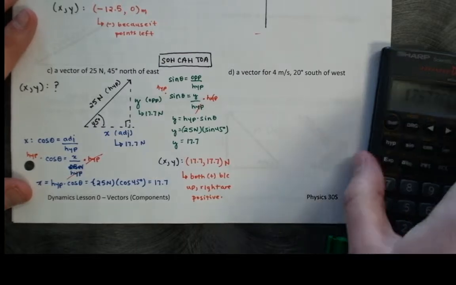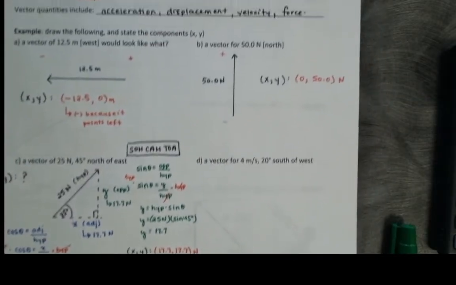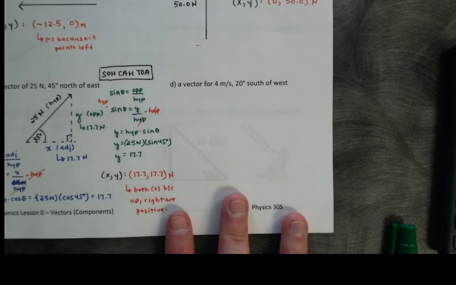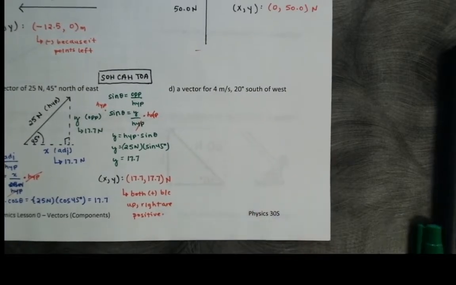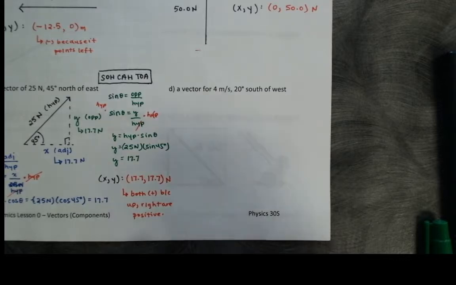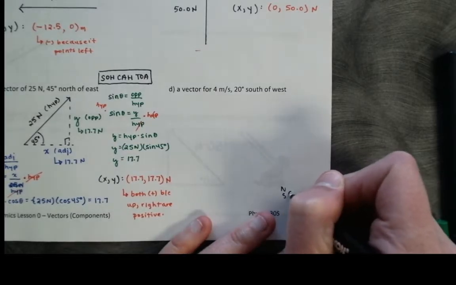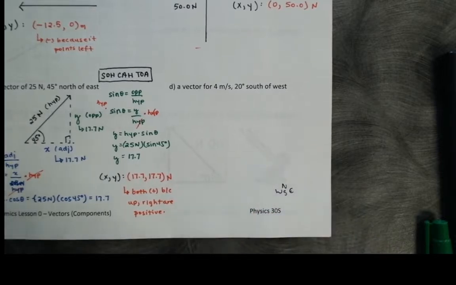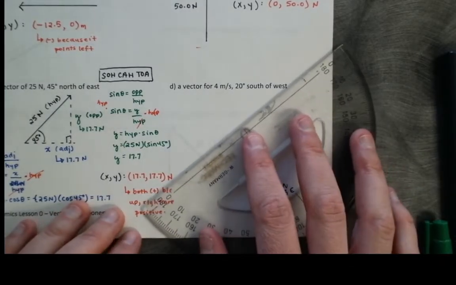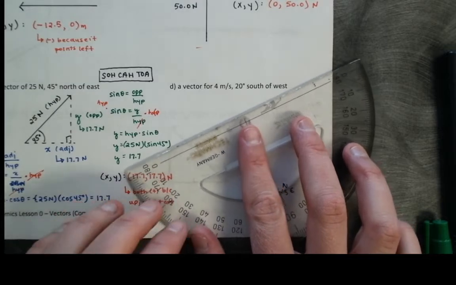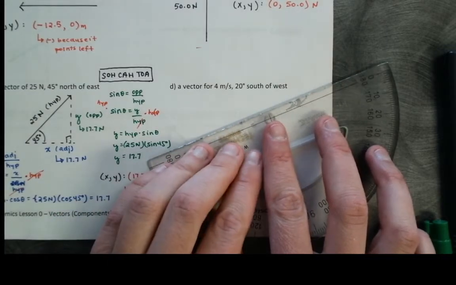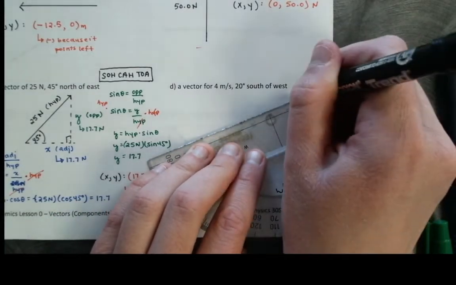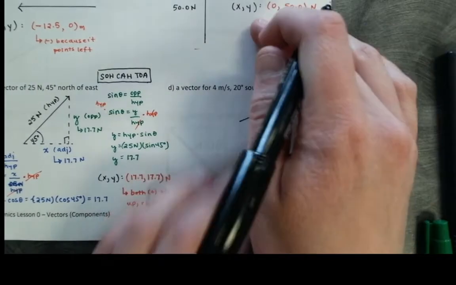All right, let's look at another example. 4 meters per second, 20 degrees south of west. Okay, southwest. Southwest will be down and to the left. Okay, so our arrow is going to go somewhere down here. I'm going to put it like this.